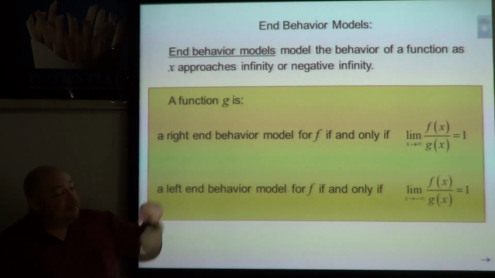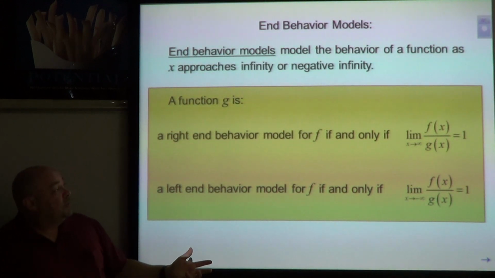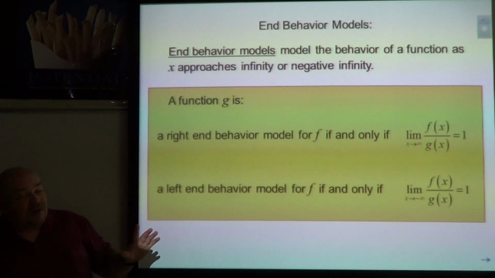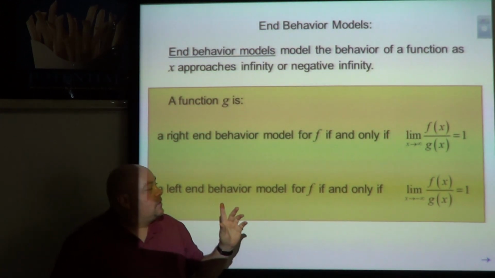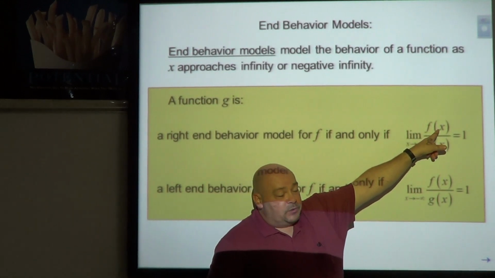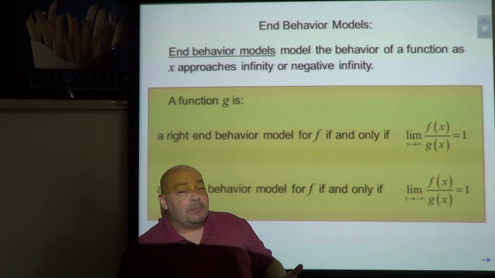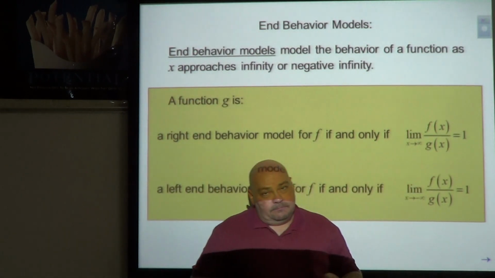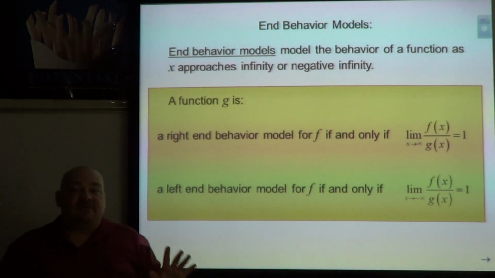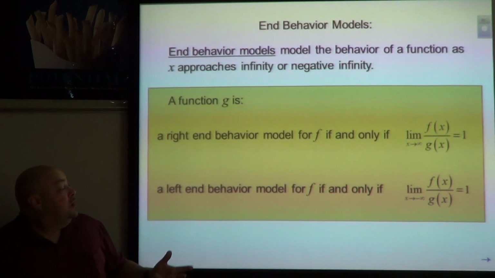So a right end behavior model, as x gets larger and larger in the positive direction: the function g will be an end behavior model for the right side if and only if the limit as x approaches infinity of f of x, our function that we're dealing with, divided by g of x, the right end behavior model you've come up with, equals 1. If it doesn't equal 1, if it equals anything else, your end behavior model is not correct. So you've got to go back and come up with something else.